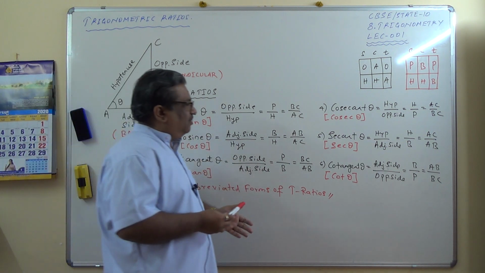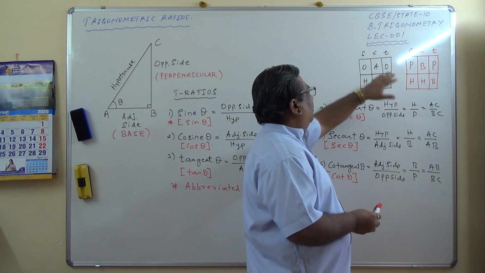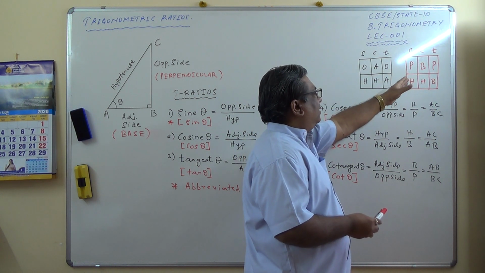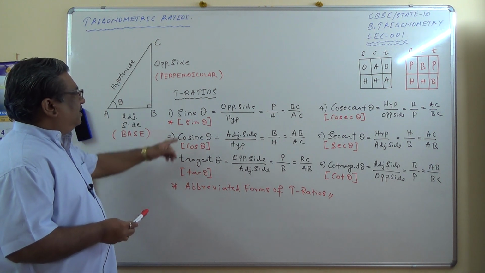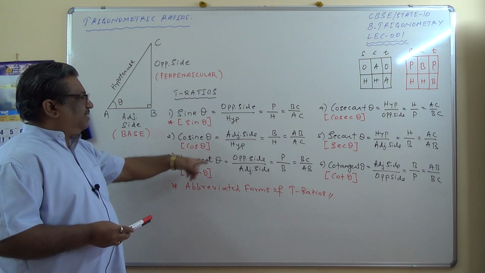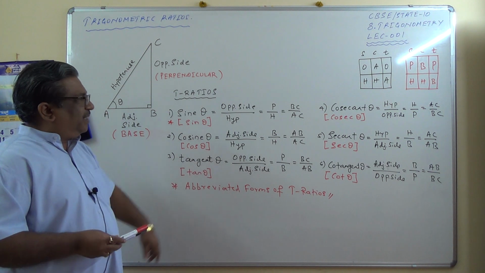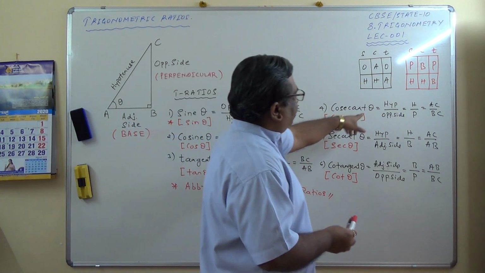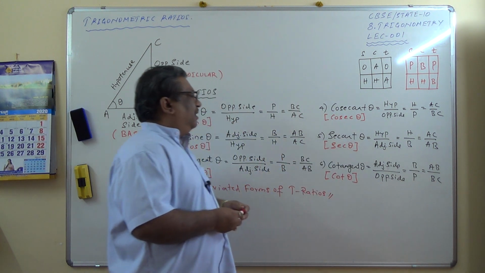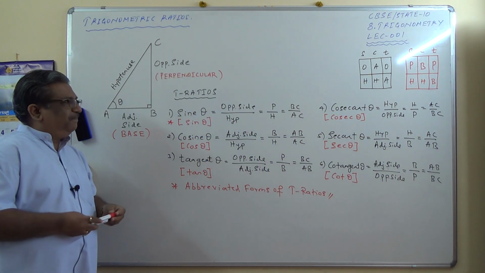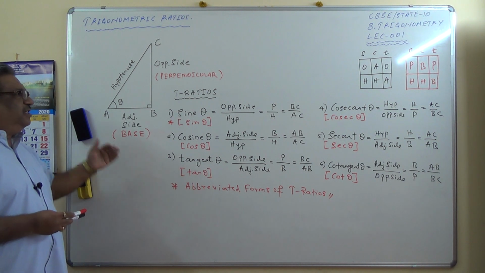Anything with respect to the ratios? Om Har Har Anjaneya, Pandit Badri Prasad Har Har Bole. This is how we can remember. So sin theta is opposite by hypotenuse, cos theta is adjacent by hypotenuse, tan theta is opposite by adjacent side, cosec theta is hypotenuse by opposite side, sec is hypotenuse by adjacent side, and cot is adjacent by opposite side. Okay, so note down these trigonometric ratios.